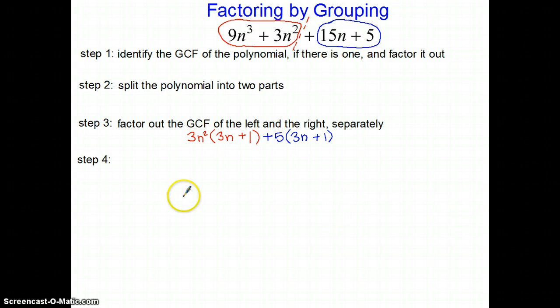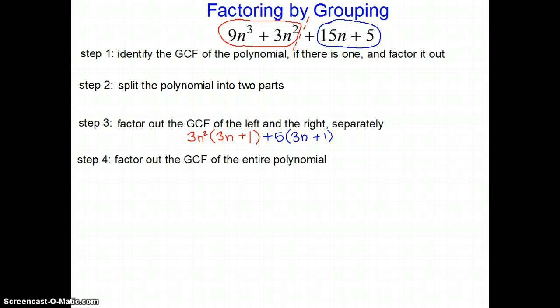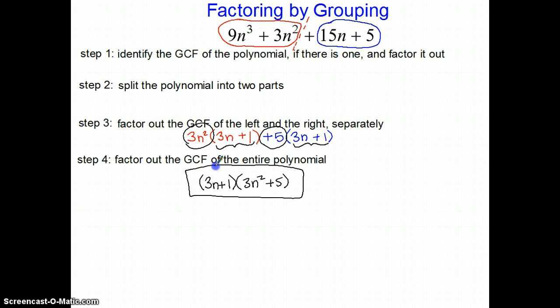Now from here, step 4, look at the entire polynomial and factor out the greatest common factor, if there is one. If you look, I see the 3n plus 1 repeated, just like we saw on the last slide. So I take out this 3n plus 1, and what is left on the inside of the parentheses is my 3n squared and my plus 5. This is the factored form of your original polynomial.